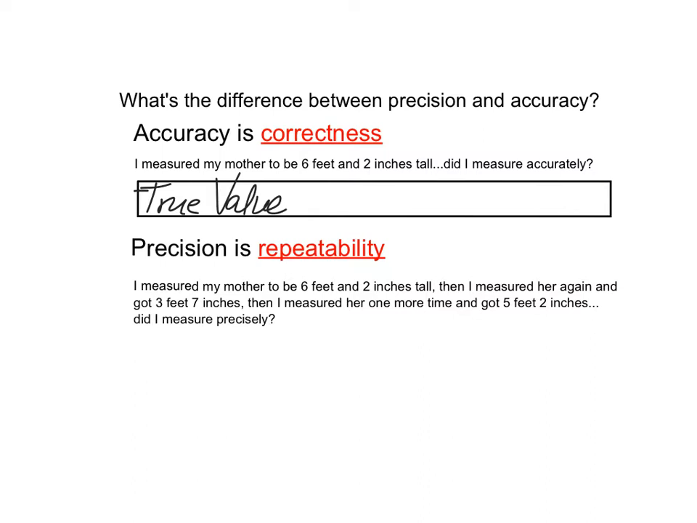So let's say you measure my mom to be 6'2", then you come back in like 5 minutes and you measure again. This time you get 3'7". Then you measure her again, and now you get 5'2". Those three measurements are nowhere near each other. You're not being precise. Precision means repeatability. If you were to be precise measuring my mother, or your mother, whatever, you would have to get 6'2" every single time. If you're able to get 6'2" over and over again, then and only then can you say that you're being precise.